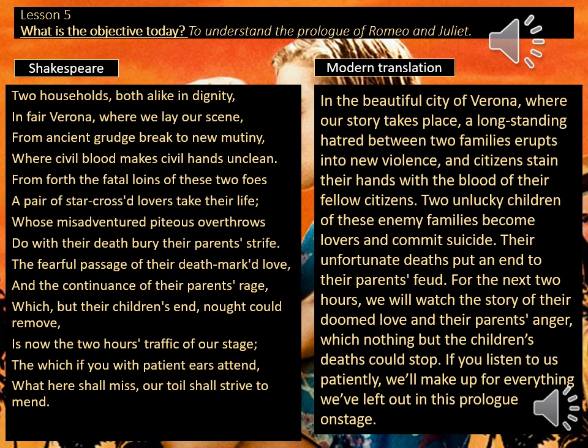In the beautiful city of Verona, where our story takes place, a long-standing hatred between two families erupts into new violence, and citizens stain their hands with the blood of their fellow citizens. Two unlucky children of these enemy families become lovers and commit suicide. Their unfortunate deaths put an end to their parents' feud. For the next two hours, we will watch the story of their doomed love and their parents' anger, which nothing but the children's deaths could stop. If you listen to us patiently, we'll make up for everything we've left out in this prologue on stage.